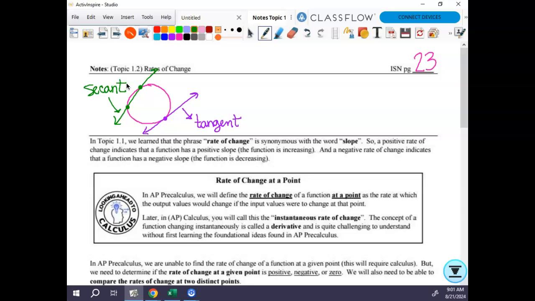Okay, so now we're not really talking about circles with these lines right now. We're going to be talking about functions. So I want you to draw a function. Looks something like that. It's okay if it's not exactly the same. Something similar to that.